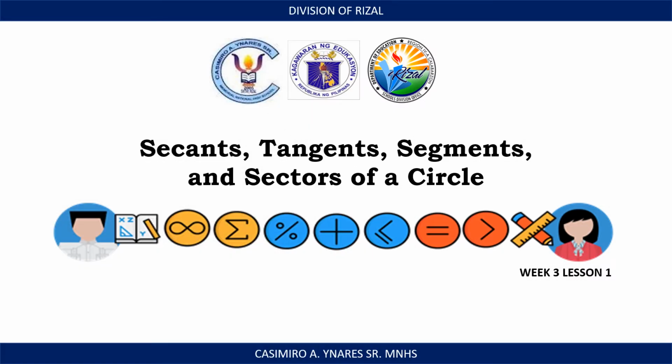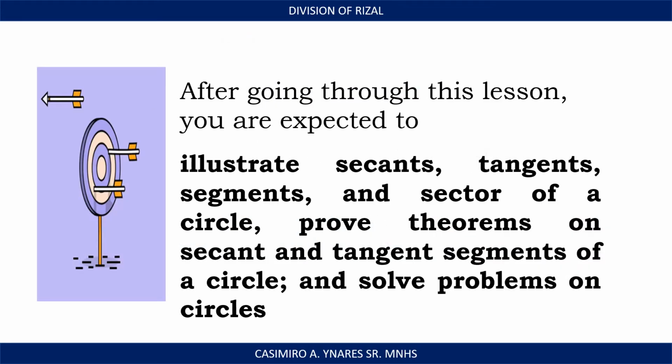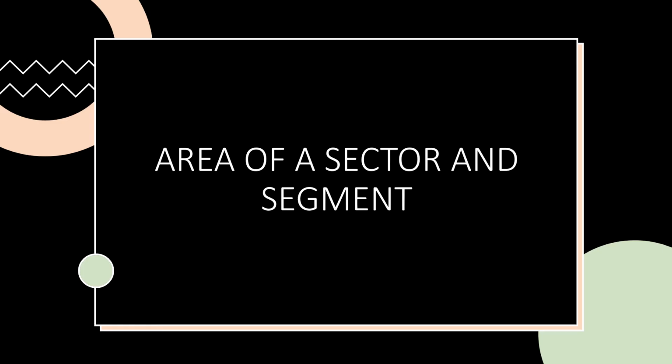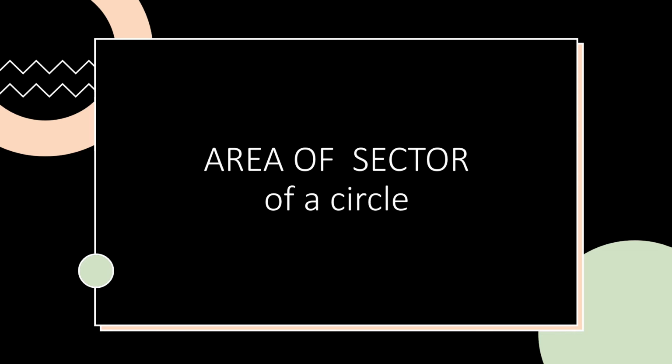Our topic for today is about secants, tangents, segments, and sectors of a circle. After going through this lesson, you're expected to illustrate secants, tangents, segments, and sector of a circle. You have to prove theorems on secant and tangent segments of a circle and solve problems on circles. So this time, we're going to have the area of a sector and segment.